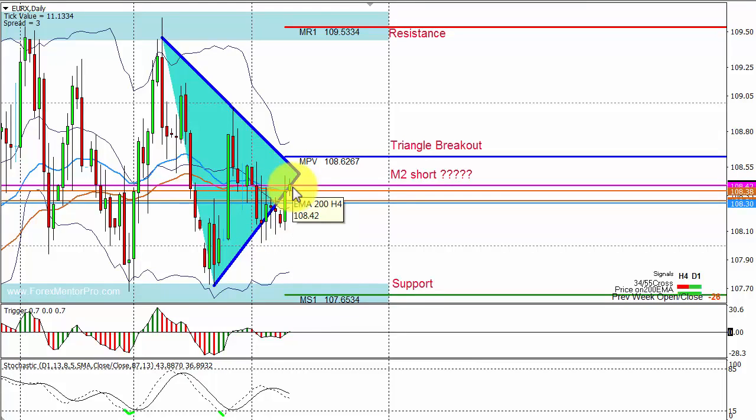So that is a possible M2 trade that can set up from 108.42, where price pulled back to an area that broke, and that can be an M2 short setup. So we will be keeping our eyes on that. To get into that short, you will have to drop to the smaller time frames and see if you can get in there.